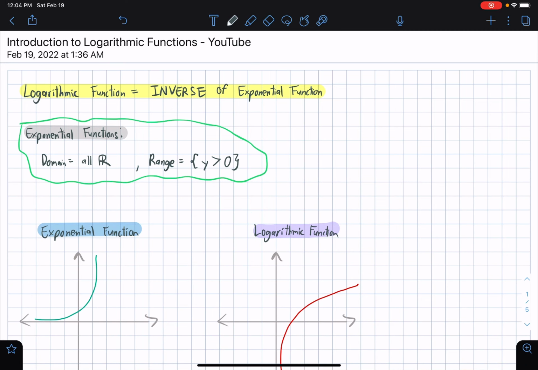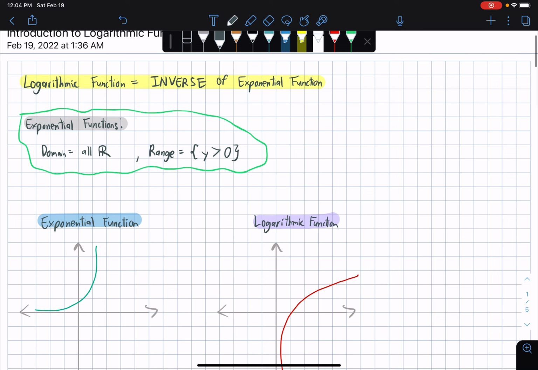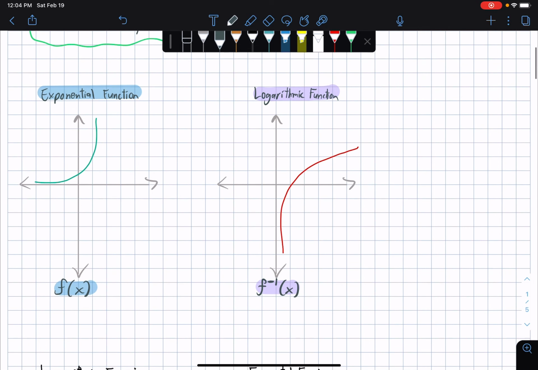All we have to know about logarithmic functions is that it's the inverse of exponential functions. In other words, if we know that exponential functions have the domain of x is an element of all real numbers and the range y is greater than 0, the logarithmic function portrays the opposite of the exponential function characteristics. As you can see in this graph, if we have an exponential function that has a base greater than 0, we have a graph written this way.